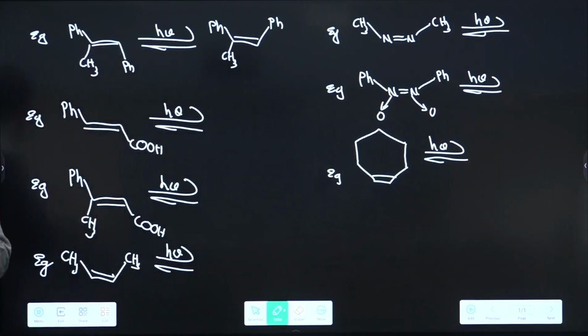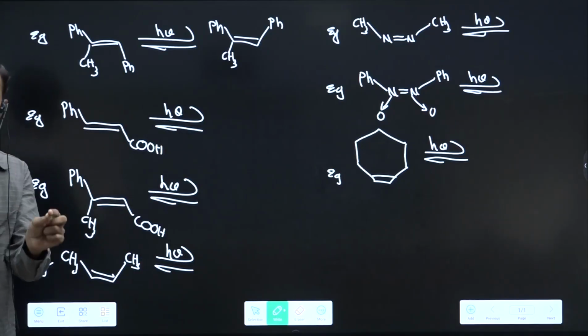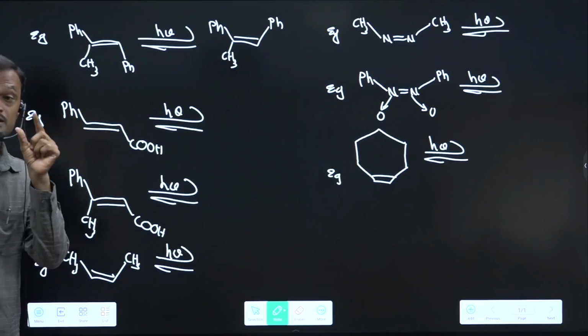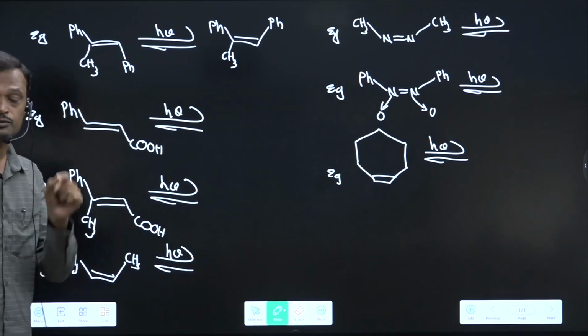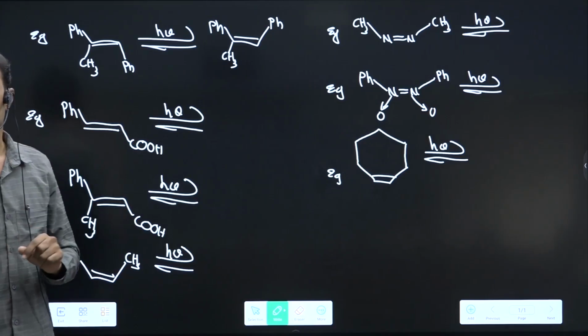Writing reactions is very easy, but if they ask a conceptual question, it is not easy to understand. That's why I'm saying the key point is the photostationary state. What is the photostationary state? Why is the trans percentage less compared to the cis percentage if I irradiate with 330 nanometers?